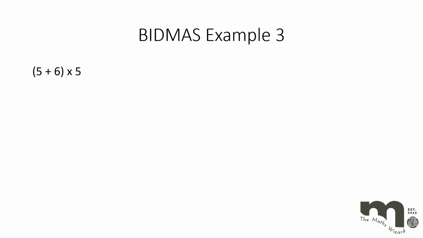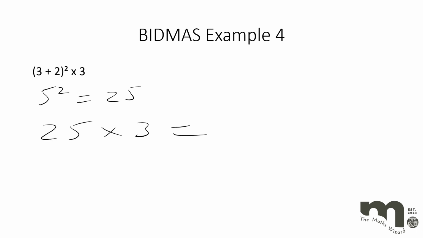Okay, next one, we've got to do our brackets first. So 5 add 6 is 11. 11 times 5 then will give you 55 on that one. Okay, next one, we've got 3 plus 2 in the brackets there, which is 5. We've then got to do 5 squared because we've got to square everything that's in the brackets there. So 5 squared is 25. 25 times 3 then will give you 75 for this one.